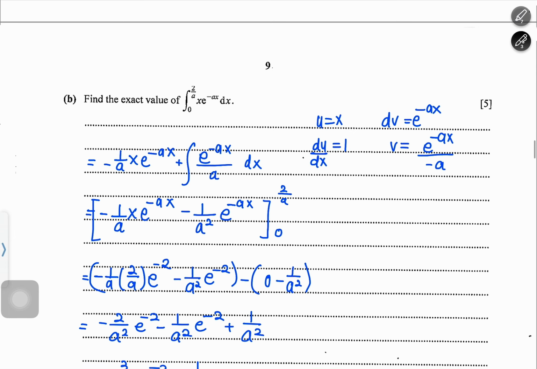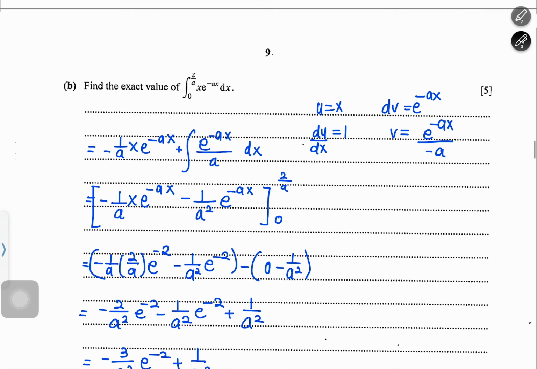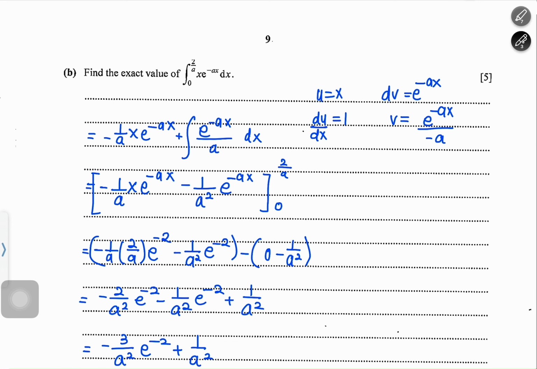Okay, next I need to integrate that same curve but limited by 0 to 2 over a. So here I'm doing integration by parts. Which one am I differentiating? I'm differentiating the x and I'm integrating the exponential. So you can look at this one. After that, you use the formula as per your MF19.